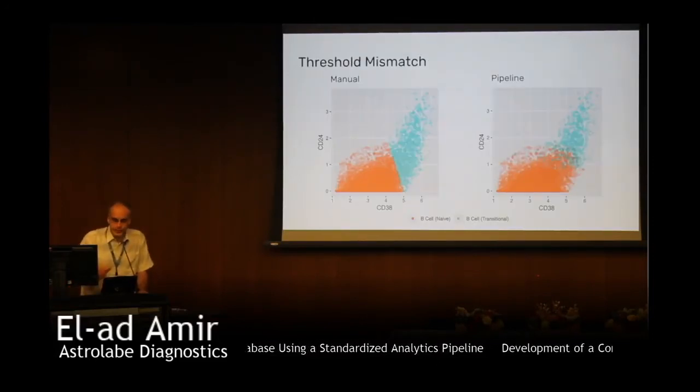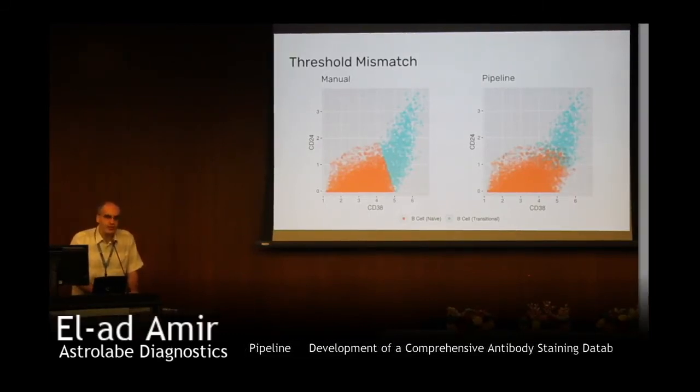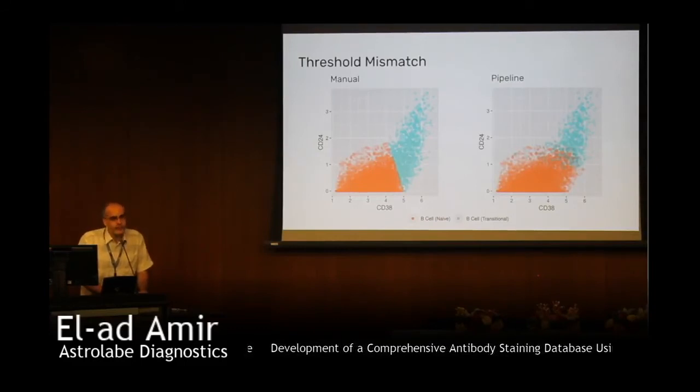What I'm showing you here are all of the B cells in the experiment after they were gated for CD38 positive. And all we want to do here is separate between the transitional B cells, which are CD38 high and CD24 positive, and the naive B cells, which are CD38 mid and CD24 negative. In red, you see the naive B cells. In blue, you see the transitional B cells.